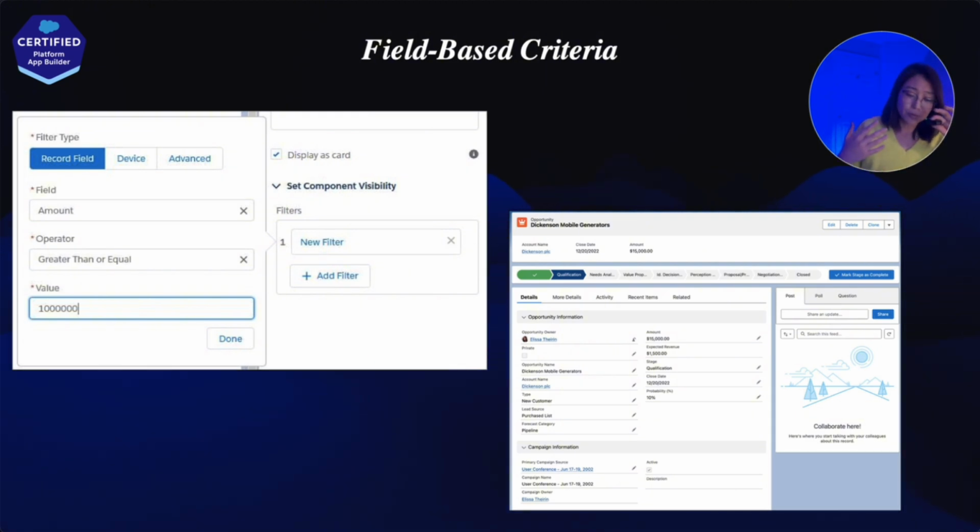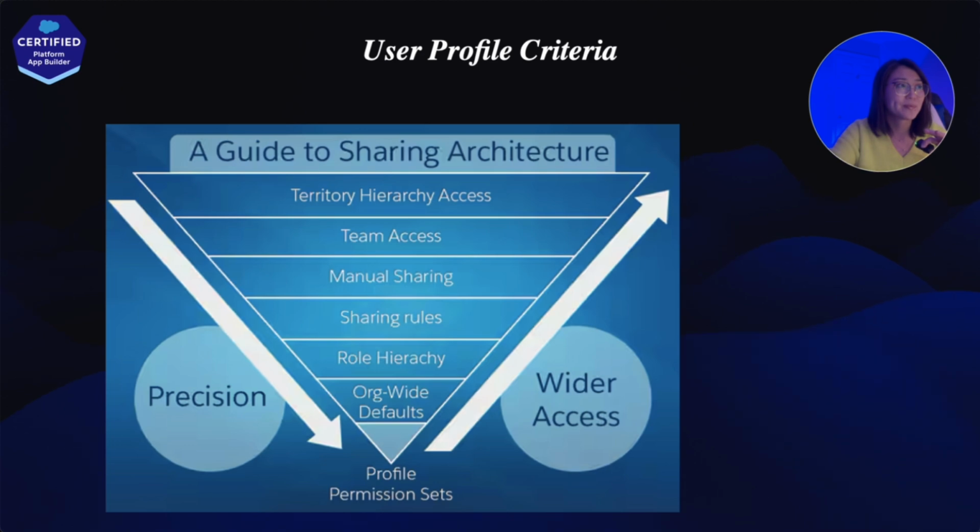The first type of visibility rule is field-based criteria. This means visibility depends on the value of a field. For example, show these fields only when status equals closed, or show it only when a checkbox is checked. This allows the page to react to data in real time.